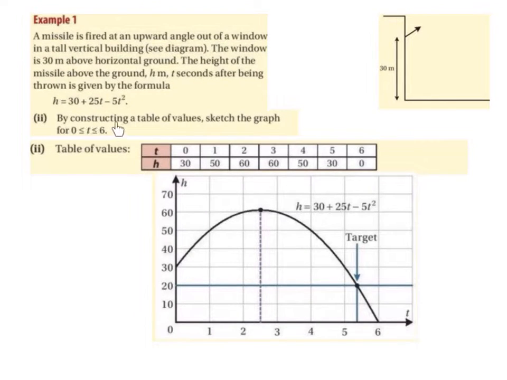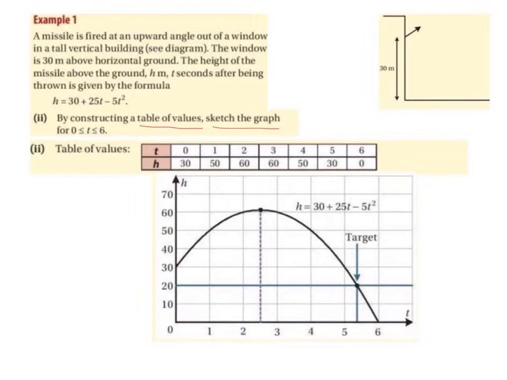Part 2. By constructing a table of values, sketch the graph for t greater than or equal to 0, less than or equal to 6. So we're going to start off by substituting 0 into our formula, so swapping both t values for 0 with brackets around it, and we'll end up with 30. Then we substitute 1 into our formula, and we'll get 50. Then we substitute 2, we'll get 60. Then we substitute 3, we'll get 60 again. Subbing in 4 gives us 50, subbing in 5 gives us 30, subbing in 6 gives us 0.